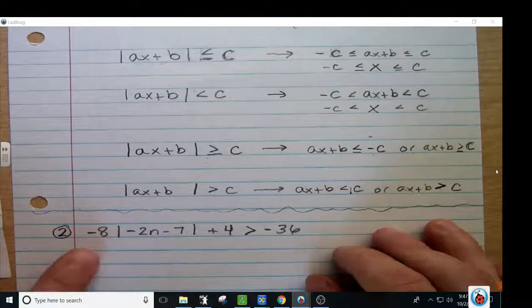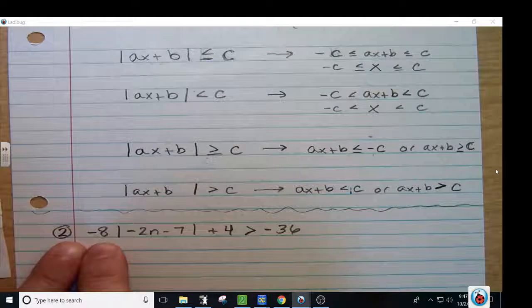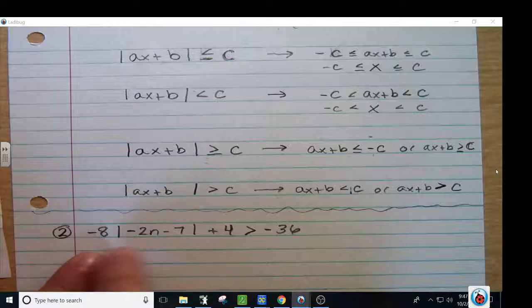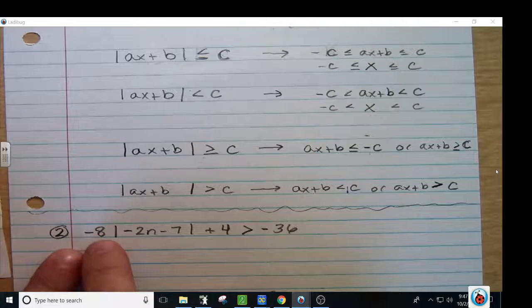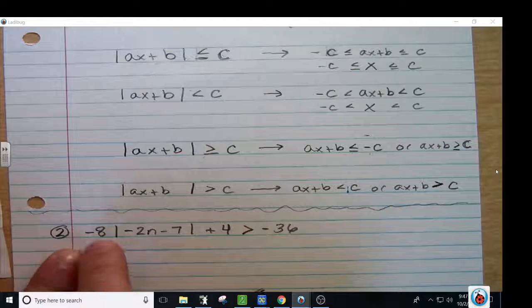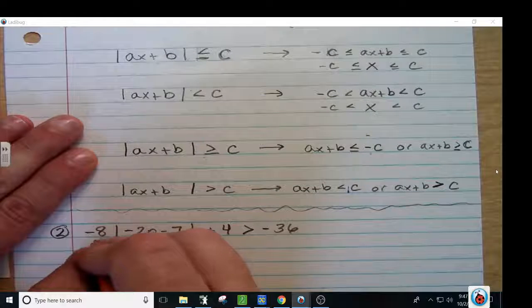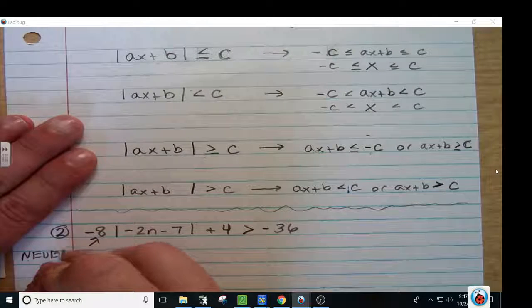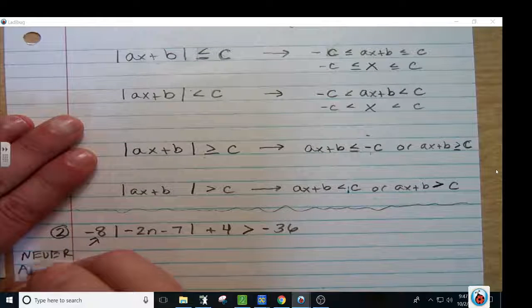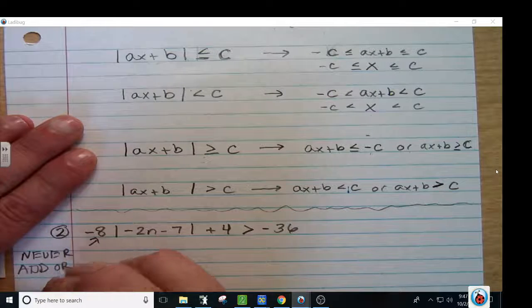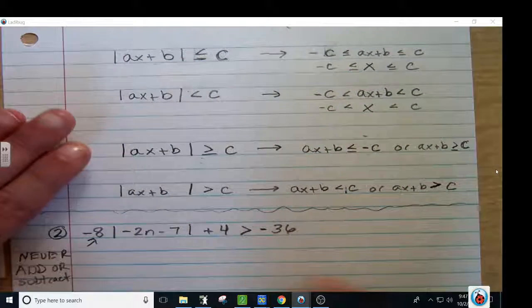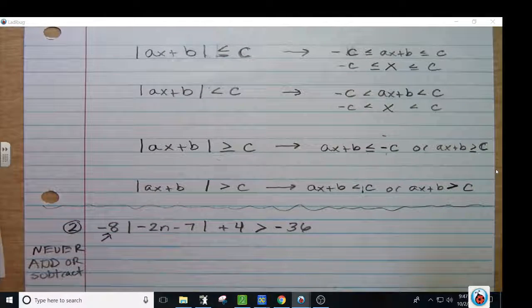Now guys, don't forget this negative 8 is multiplying this absolute value. Never add or subtract that number. This number that's in front of your absolute value, never add or subtract it, because if you do that, it's just going to mess it up.